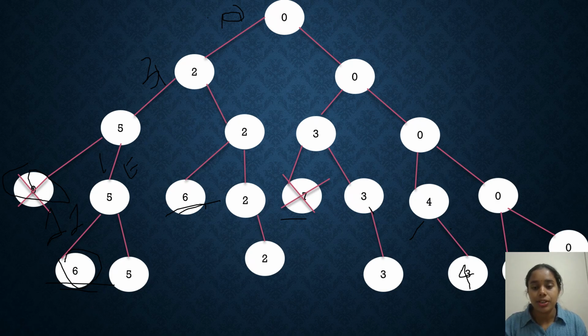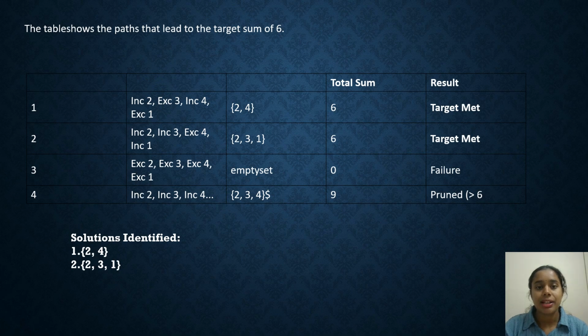Then in the case of 0 plus 1, that is equal to 1. Then at the 0 we are not including, so we are writing 0. So through this we have got 2 targeted sum examples, that is the nodes using this backtracking approach lead to the targeted sum 6 in 2 cases.